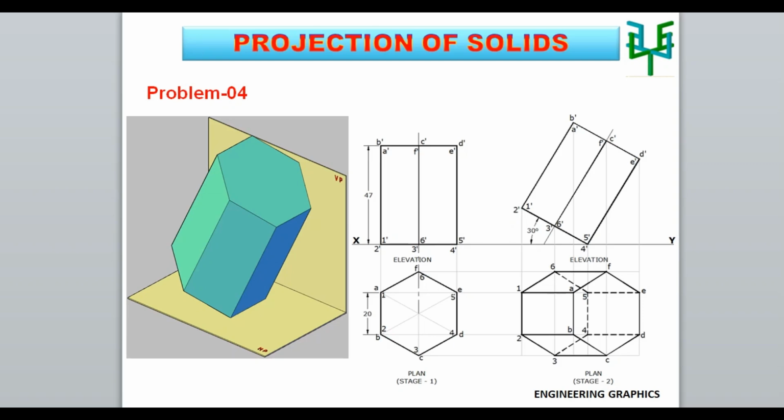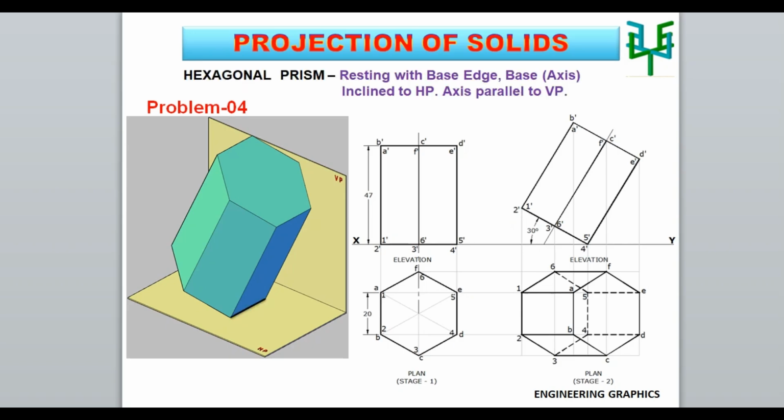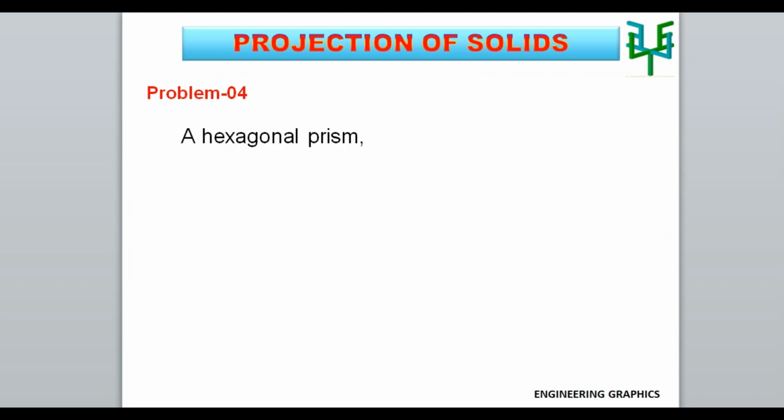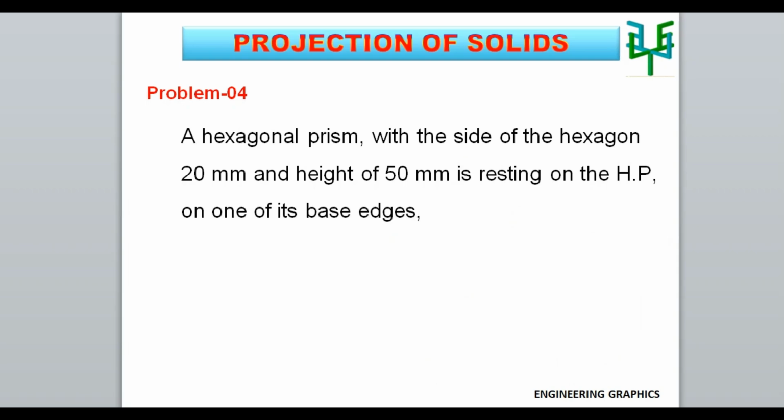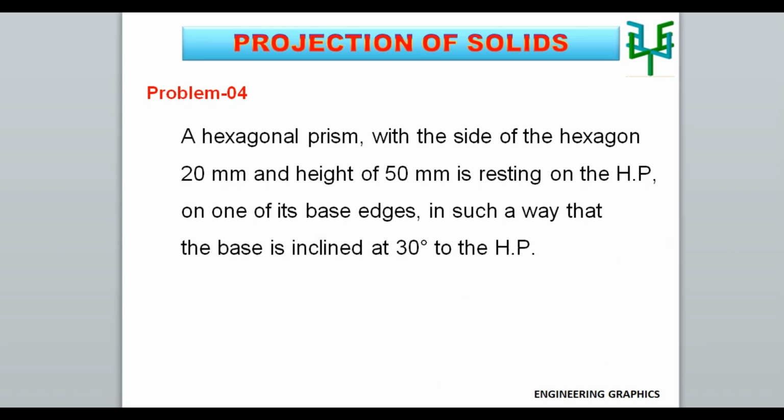In this video, we are going to discuss projections of a hexagonal prism with the condition base inclined to HP and axis parallel to VP. Let us discuss a problem. A hexagonal prism with the side of the hexagon 20 mm and height 50 mm is resting on the HP on one of its base edges in such a way that the base is inclined at 30 degree to the HP. Draw its projections.